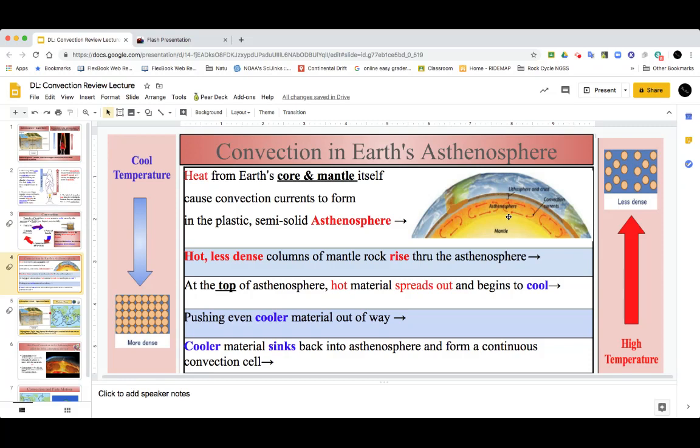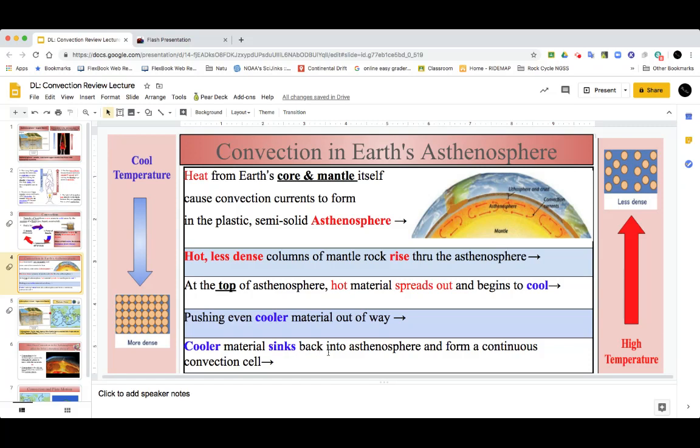It pushes the even cooler material further outward until that cooler material gets so cool that it starts to sink. Why does it start to sink? Because its density now increases. It becomes colder. The particles or molecules of rock start to condense, and we have an increase in density. So a sinking of that mantle material back toward the inner Earth.